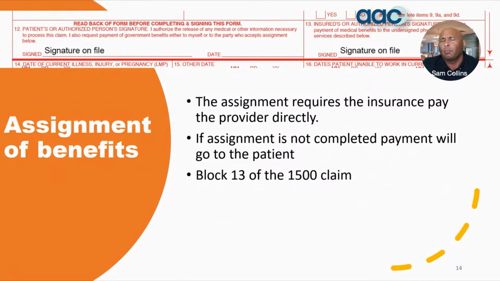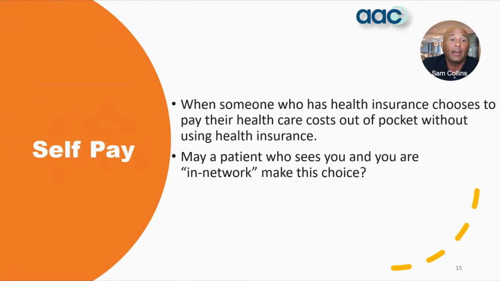So keep in mind, if someone has a Blue Cross Blue Shield plan and you're out of network, chances are it's better for them to just pay up front and let them know they're going to get the check from the insurance. That way you're not chasing after it. But assignment means they're assigning the payment to be made to you. Simply, block 13 puts signature on file, meaning they've signed an assignment that's in the file.